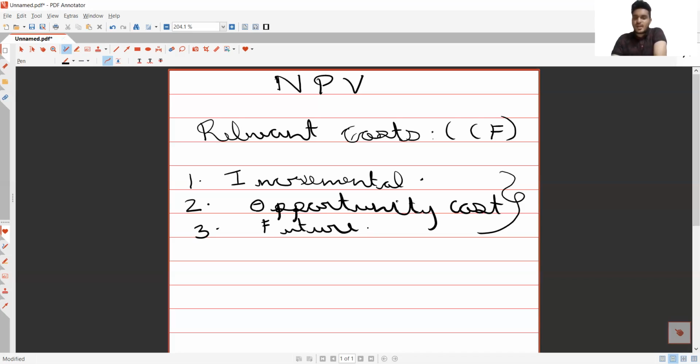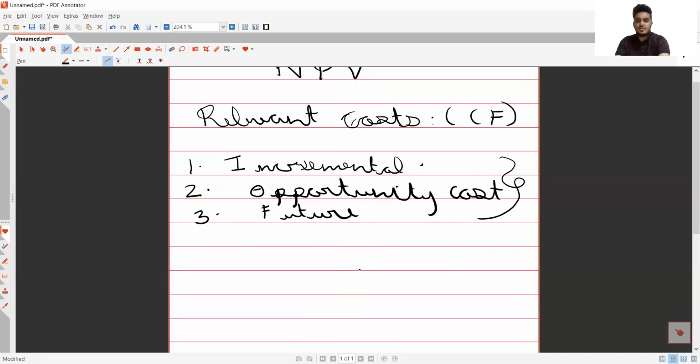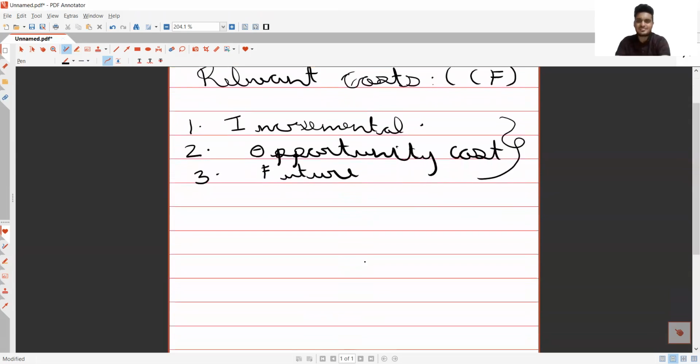The third feature, it has to be future. You cannot include any relevant cost that's incurred in the past. It has to be in the future. That's the basic premise of NPV. All right. So guys, you must bear these things in mind.